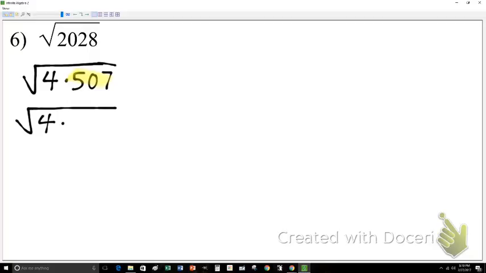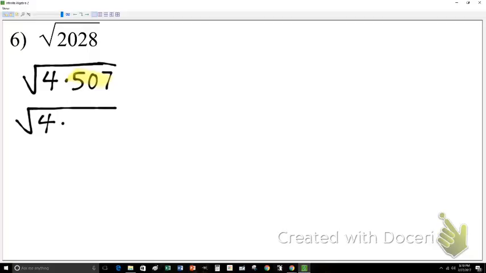Maybe 64? No. What about 81? No. 100? No. What about 11 squared? 11 squared is 121. Will that divide? Let's take 507 and divide it by 121. No, that doesn't work. Let's see. 507 divided by 144. That's 12 squared, by the way. No, that's not going to work. 507 divided by... there it is.